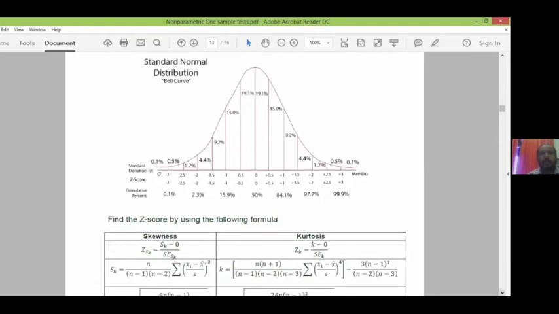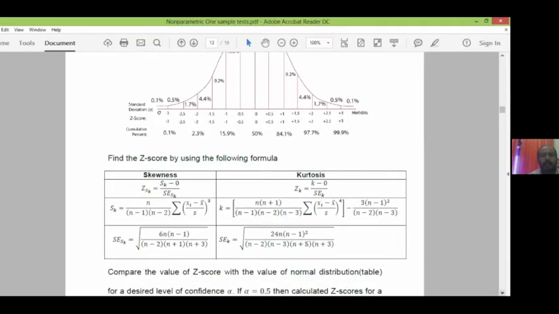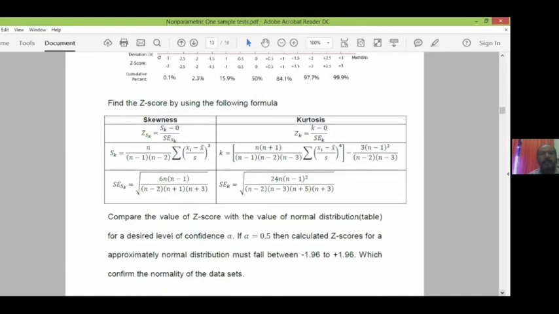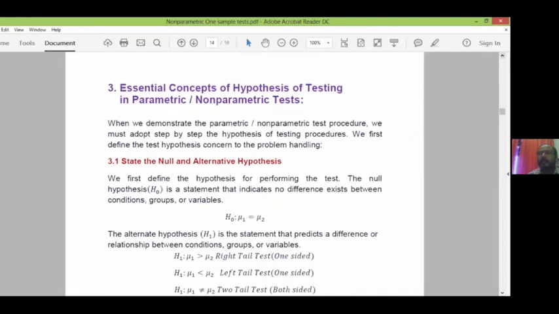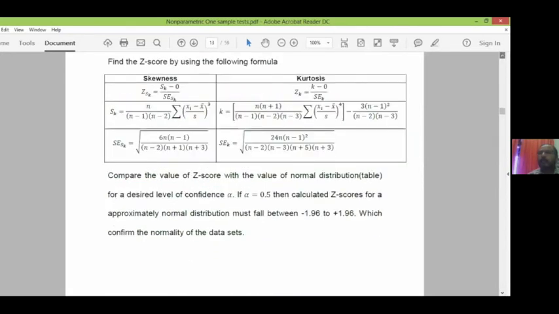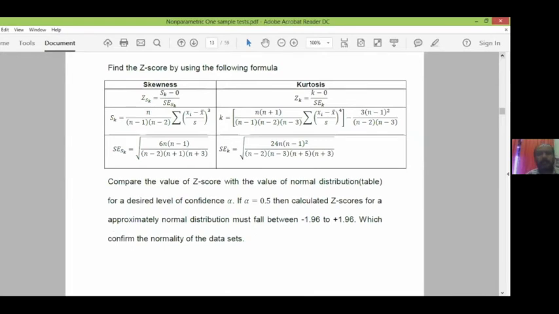So look at the standard normal distribution curve here, and these are the formulas we will use finally, skewness and kurtosis for the given data. We have to find out skewness, SK, and we have to find out K for the second column, kurtosis, this value, and then standard error of the skewness and standard error of the kurtosis. Then finally we use the first formula given in both the columns, skewness and kurtosis, and then we compare this Z value, and we observe that if the Z value lies in minus 1.96 to plus 1.96, it confirms normality of the data set.